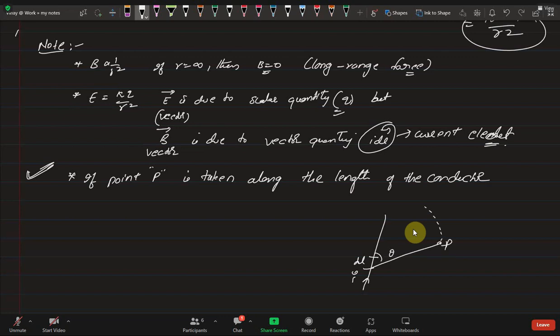If I take the point P along the length of the conductor, can you tell me what is the theta value? Now if I take this point P along the length, so I will bring this point P here. Then what is the theta value?